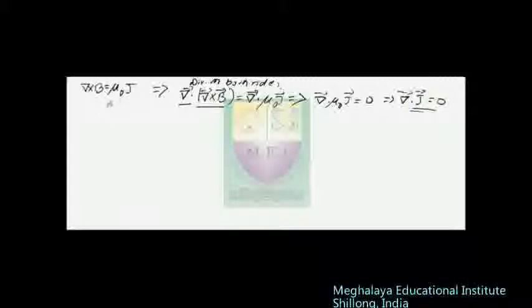But I have an equation called the equation of continuity, which is actually proved. What does the equation of continuity tell me? It tells me that the divergence of J bar plus del rho by del t is 0. So del bar dot J bar is equal to minus del rho by del t. So you can see there is a contradiction, right?